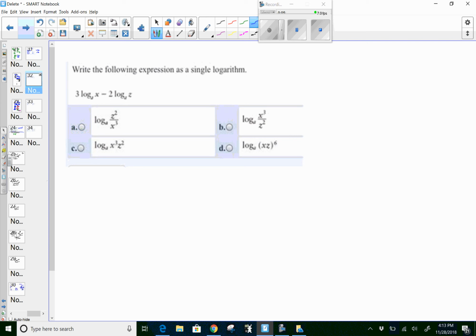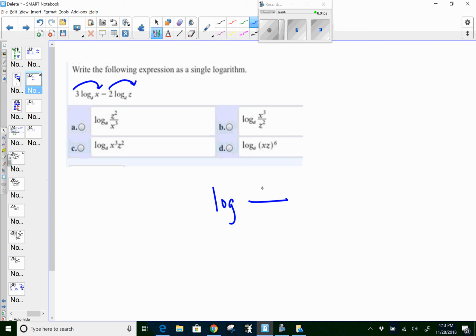So this one right here, very similar. So I have the 3 gets kicked back. This is actually a way easier problem than the one we just did. So we have a single log. So this one is just log, not ln. Same thing. Subtraction is division. So what goes on top?